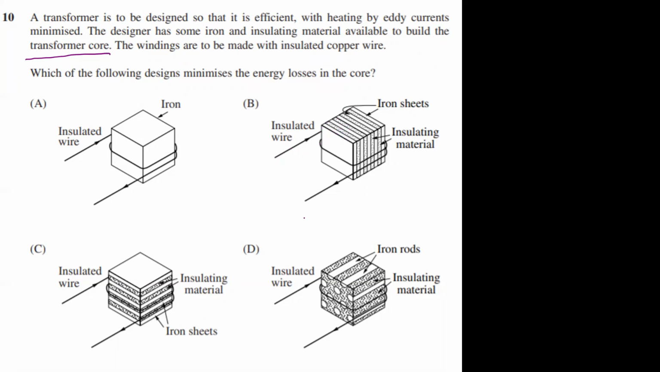So if you look at all the answers, this one definitely is nothing, but of the rest, we can see only part B. The core is laminated, which minimizes the size of the surface perpendicular to the magnetic field, and as a result, it minimizes the amount of eddy current. Minimizing the amount of eddy current minimizes the loss of energy as heat.